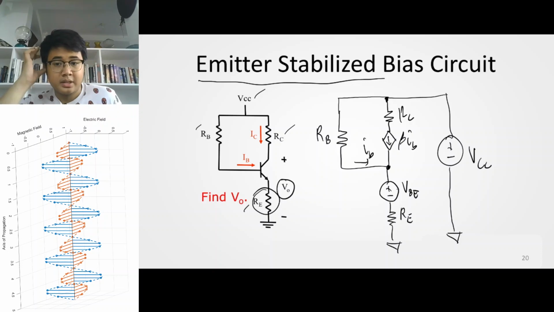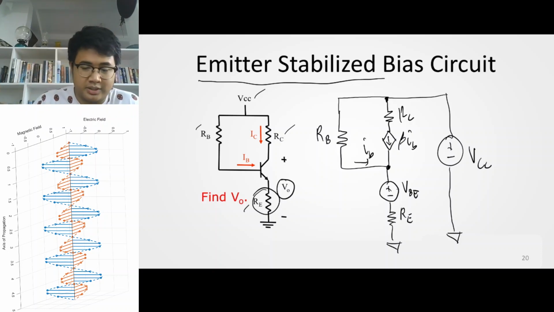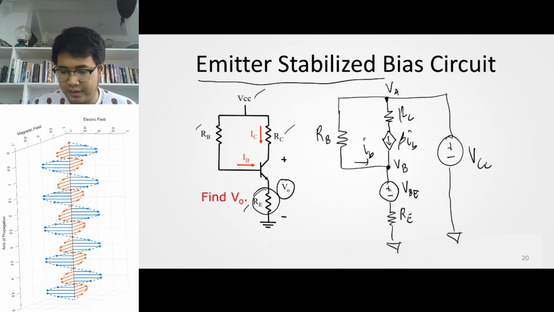There you go. So this is your circuit using nodal analysis. You have two nodes with three or more branches connected to them. Let this be VA and let this be VB. Okay? So you have an emitter stabilized bias circuit. I'll leave the analysis to you on your own.